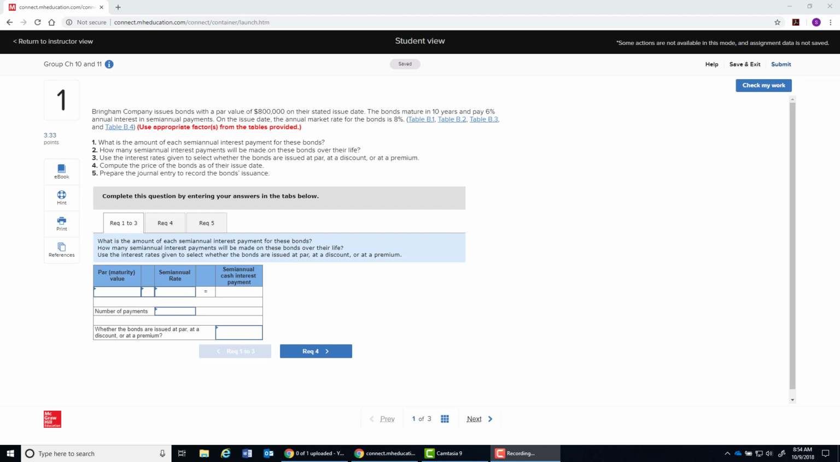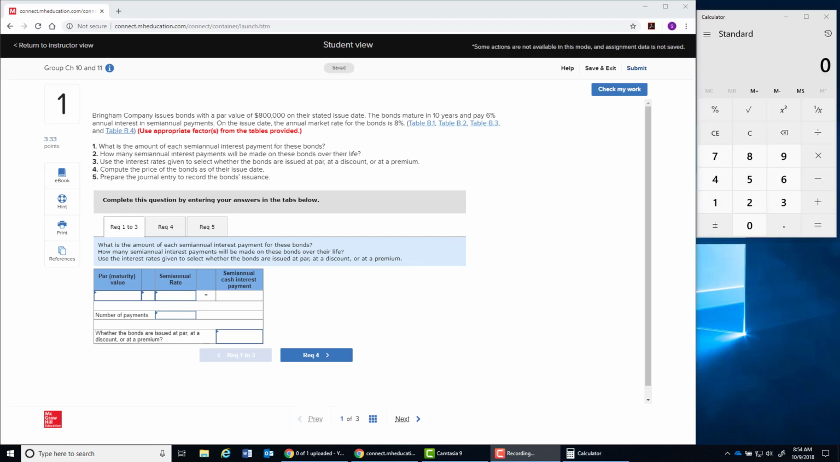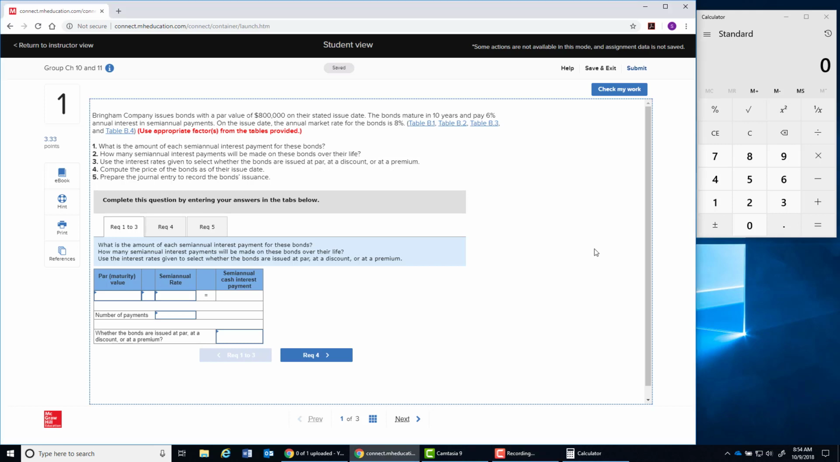The bonds are going to mature in 10 years, and they pay 6% annual interest in semi-annual payments. On the issue date, annual market rate for the bonds is 8%. All right, so our bond rate is 6%, and the market rate is 8%. So are we selling this at a discount, or are we selling it at a premium? And hopefully you're thinking it's going to be a discount. Went ahead and pulled a calculator up there just in case we end up needing it.